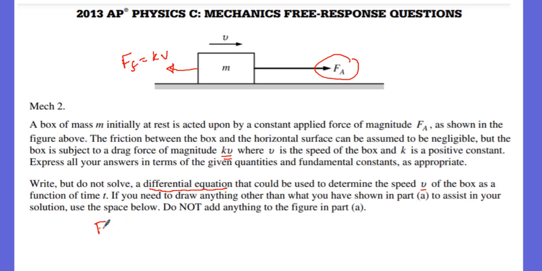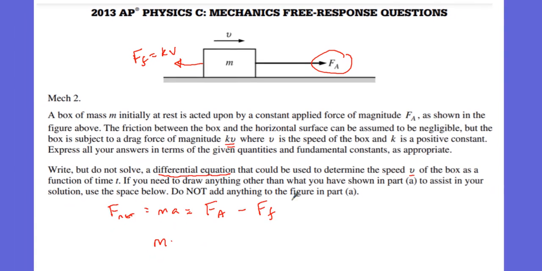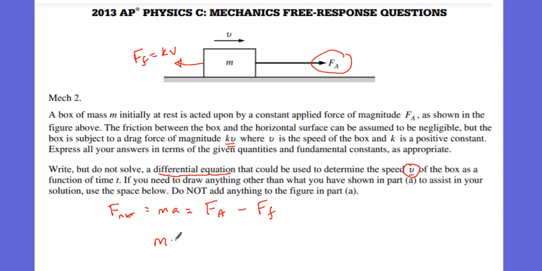In physics, we know the net force is equal to mass times acceleration. And what are the forces working upon this box? Well, we have Fa working for it, and we have the force of friction working against it. And this is how we set up what's called Newton's second law. Now we're going to set up our differential equation. We have mass times what is my acceleration in terms of velocity? Well, that would be dv over dt. That is called my differential equation. We have Fa, and what do we know Ff is? It's kV. And there is my differential equation to be able to solve for velocity.